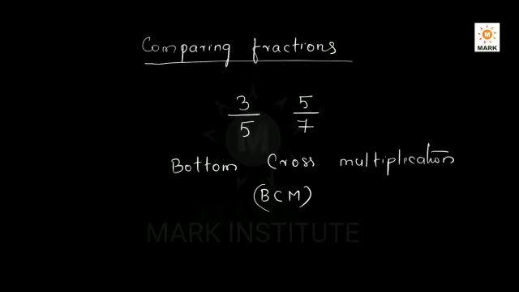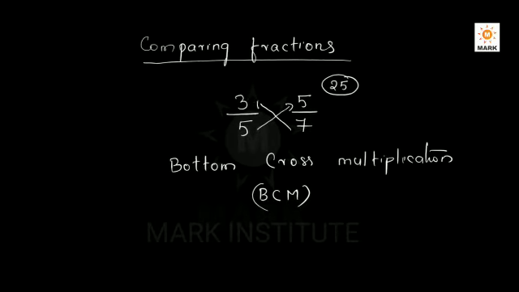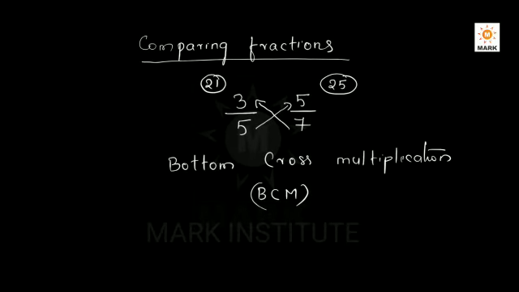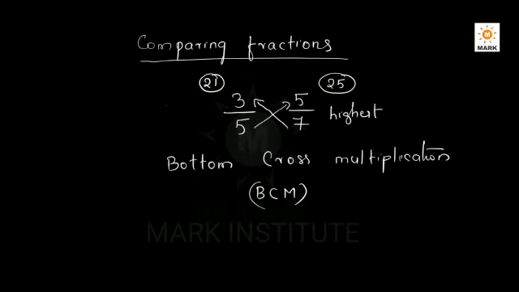Suppose I am cross multiplying like this, 5 into 5 which gives 25. Always write the product on the top. Now here 7 into 3 is equal to 21. On whichever side the highest product comes, that corresponding fraction is highest. That means here 5 by 7 is the highest fraction, and 3 by 5 is the least fraction.